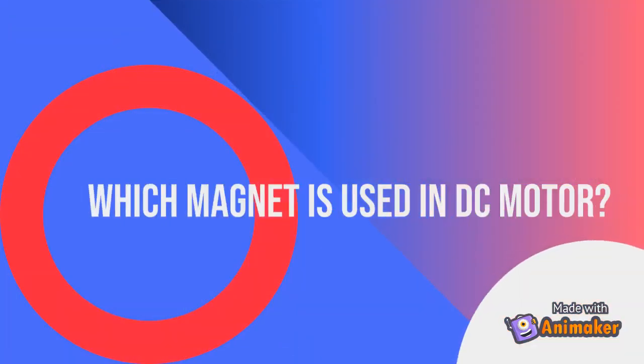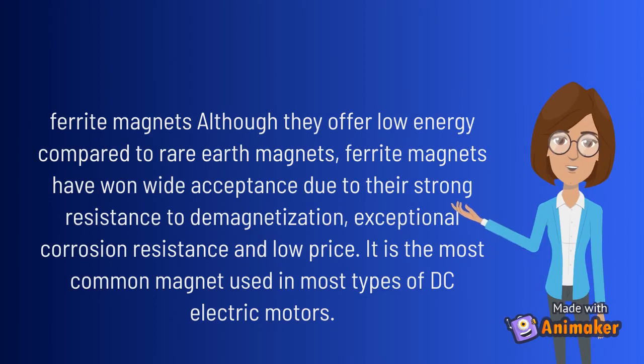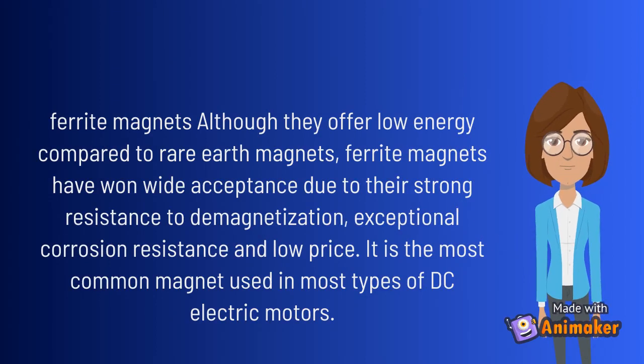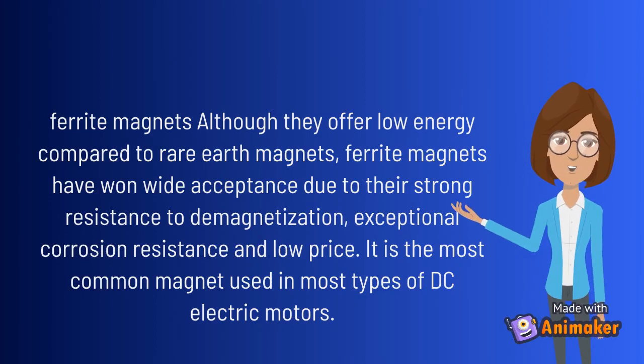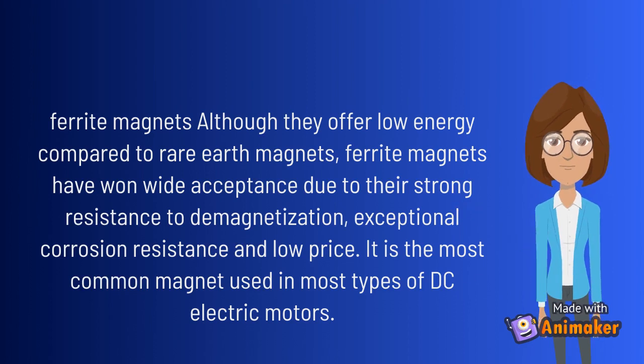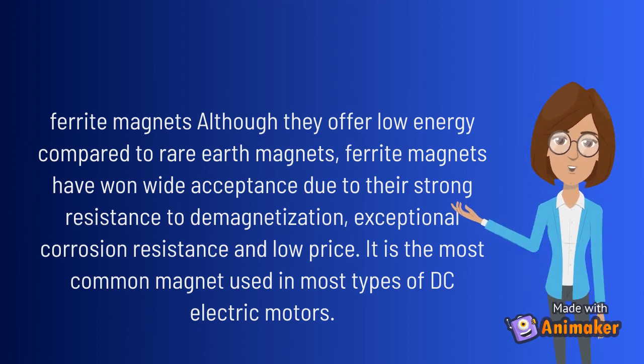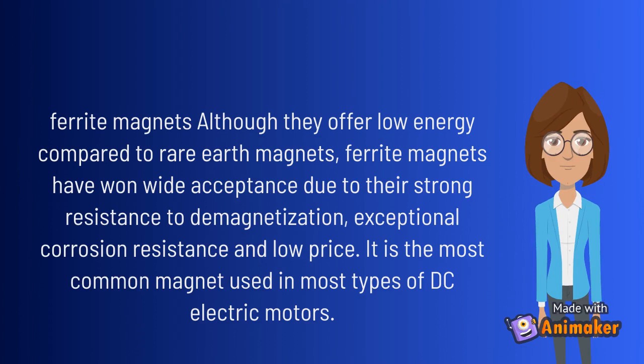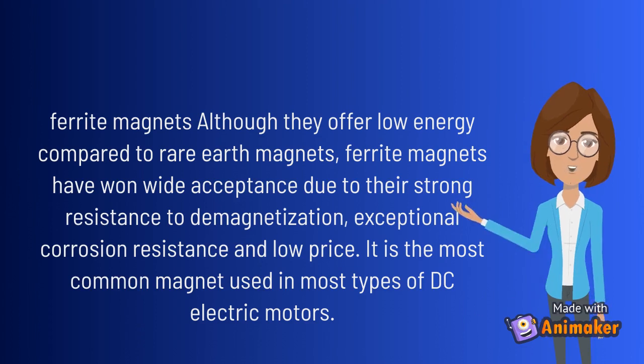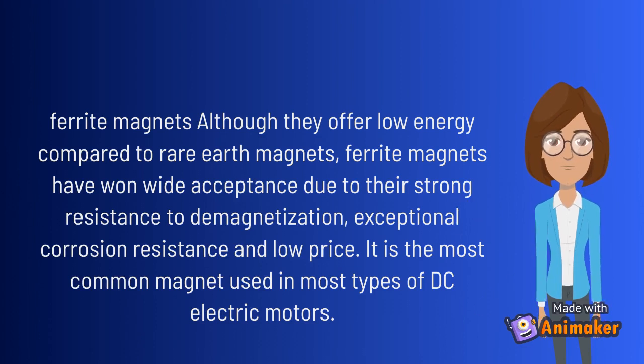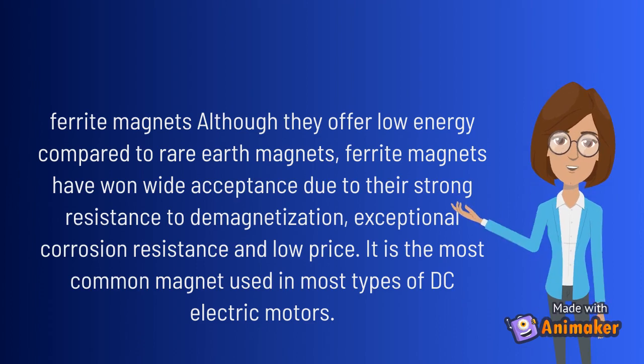Which magnet is used in a DC motor? Ferrite magnets. Although they offer low energy compared to rare earth magnets, ferrite magnets have won wide acceptance due to their strong resistance to demagnetization, exceptional corrosion resistance and low price. It is the most common magnet used in most types of DC electric motors.